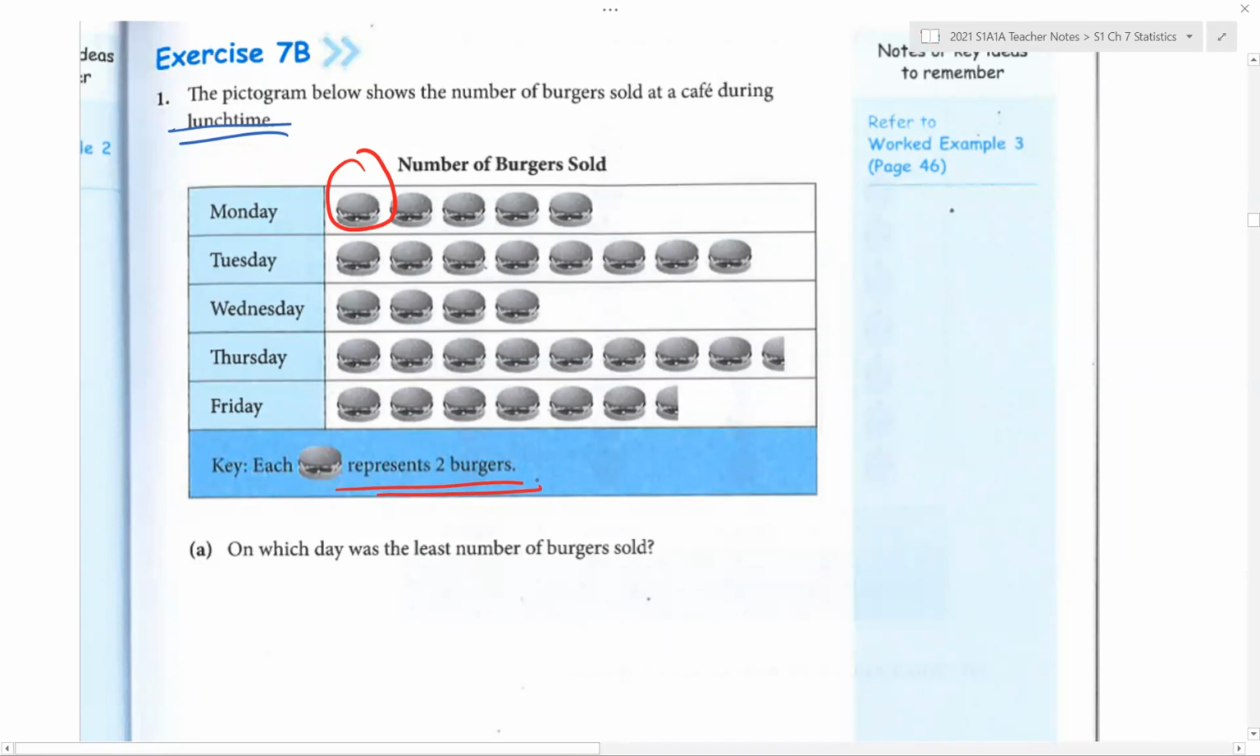So that is what I need to be very careful with. Because if you don't look at the key, it looks like Monday they sold 1, 2, 3, 4, 5 burgers. Looks like they sold 5, but they didn't. They sold 2, 4, 6, 8, 10 burgers. Must look at the key. Okay, so which day was the least number of burgers sold? Just look at the diagram. The one with the fewest number of pictures. Must be Wednesday.